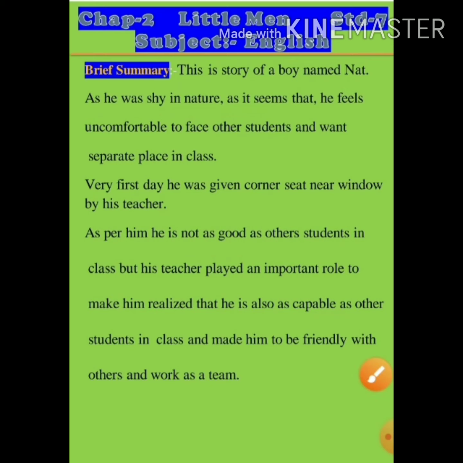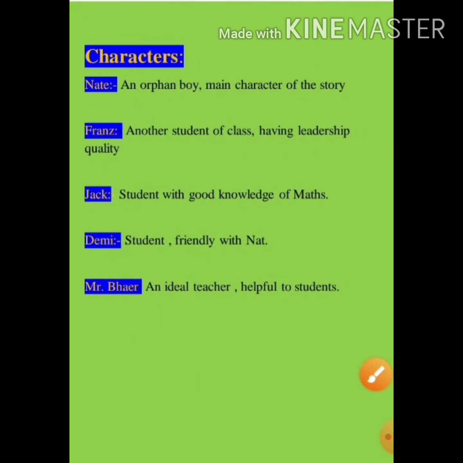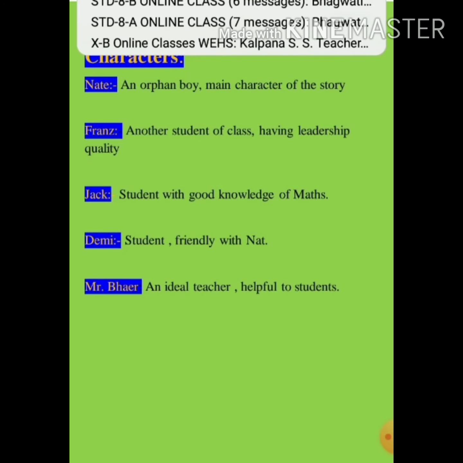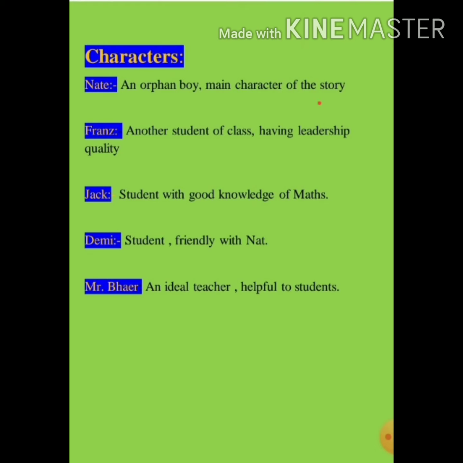Okay, so let's start with the introduction of some more characters of this story. The first character we have already discussed, that is Nat. He is the protagonist, the main character of this chapter. He is an orphan boy, and the story is all about Nat.